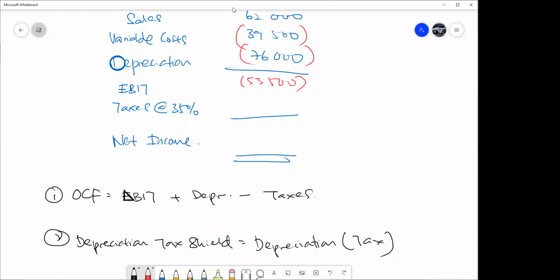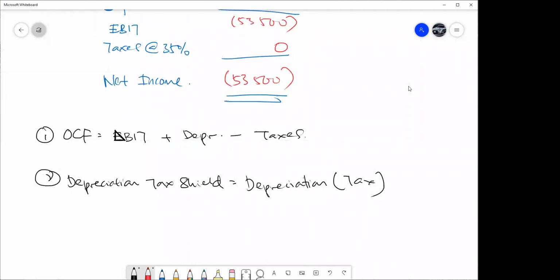So if you're negative 53,500, is there any taxes or not? If a company is not making any money, you're making losses, do you still pay tax or not? No tax, right? So tax is zero. So your net loss is 53,500. Very easy income statement. To count the OCF, your EBIT is negative 53,500 plus your depreciation just now is 76,000 minus taxes is zero. So your OCF that you get is 22,500. Very easy.